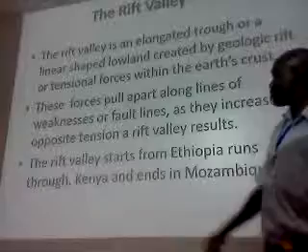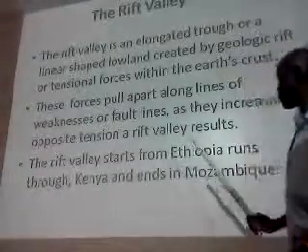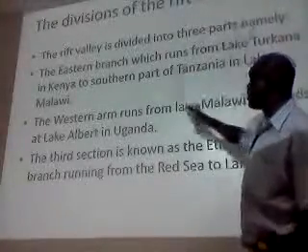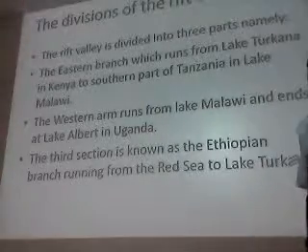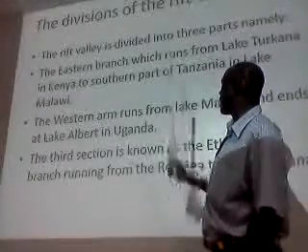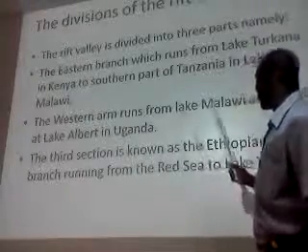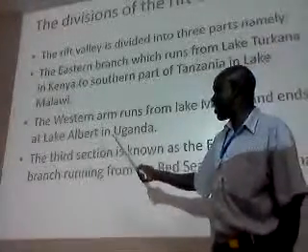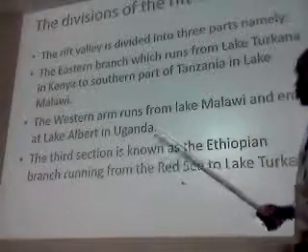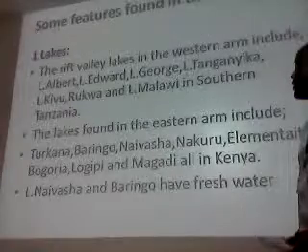Rift Valley results. So the Rift Valley starts from Ethiopia, it runs through Kenya, and ends in Mozambique. So it is divided into three parts, namely the Eastern Branch. The Eastern Branch runs from Lake Turkana in Kenya to the southern part of Tanzania in Lake Malawi. And the Western Arm runs from Lake Malawi and ends at Lake Albert in Uganda. Meanwhile, there is a third section which is known as the Ethiopian branch. It runs from the Red Sea to Lake Turkana.